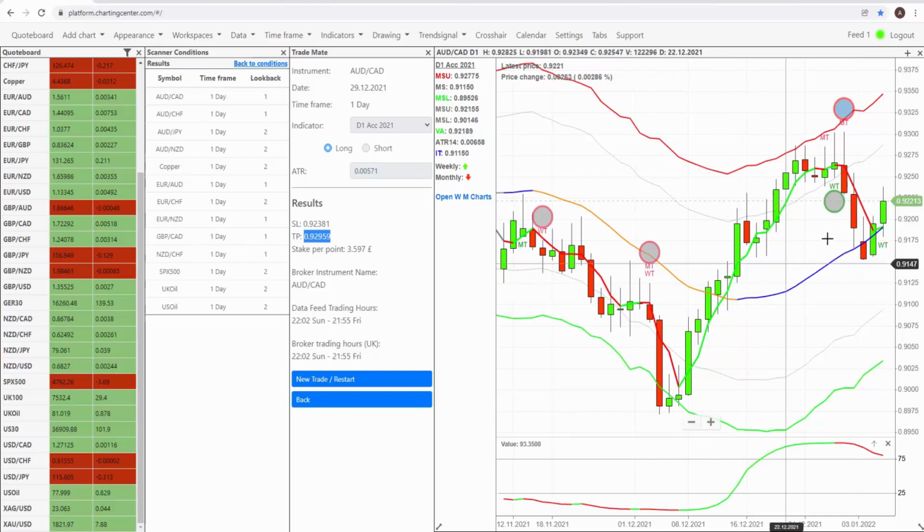So now we know a little bit about the tools. We know how the scanner works. We know what we're looking for. We know how the TradeMate tool works with stops and targets. Let's have a look at some of the opportunities and let's delve into whether we've got some good ones setting up for tonight. I actually quite like this one.